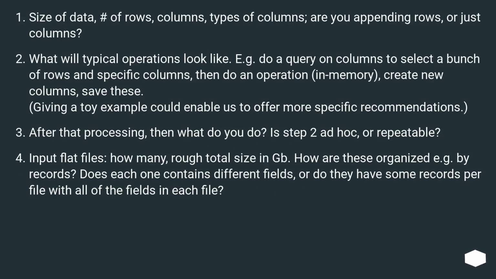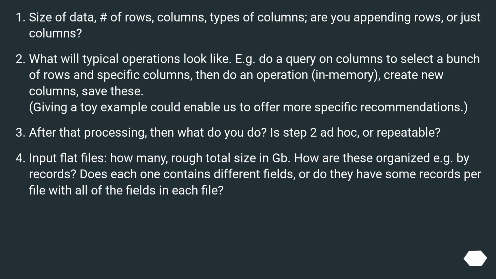Size of data, number of rows, columns, types of columns. Are you appending rows or just columns? What will typical operations look like? For example, do a query on columns to select a bunch of rows and specific columns, then do an operation in memory, create new columns, save these. Giving a toy example could enable us to offer more specific recommendations.